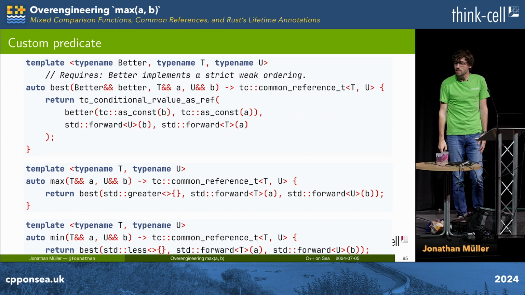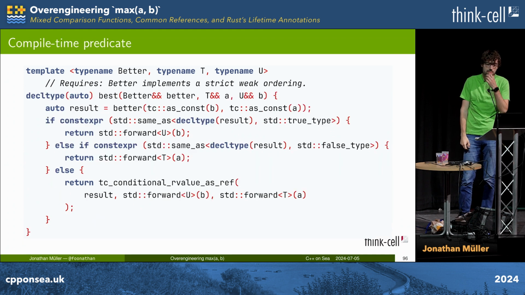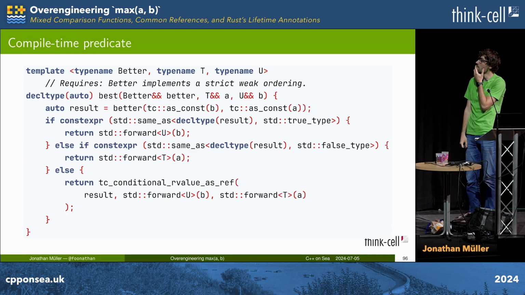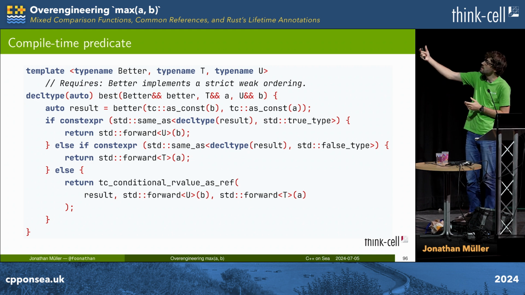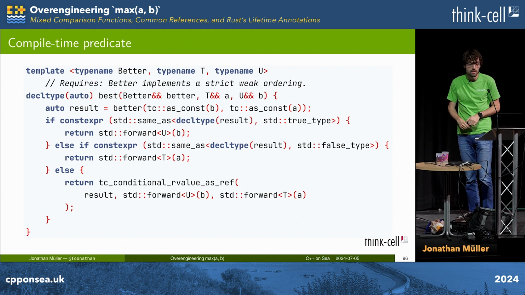But now that we have a predicate, we can do something fun, because we can implement a compile time predicate. So let's say we call it better. If better can do the check entirely at compile time, then we can say, okay, if this is true type, then we always return B. If it is false type, because A is guaranteed at compile time to be worse than B, then we return A. And otherwise, we do the dynamic way.